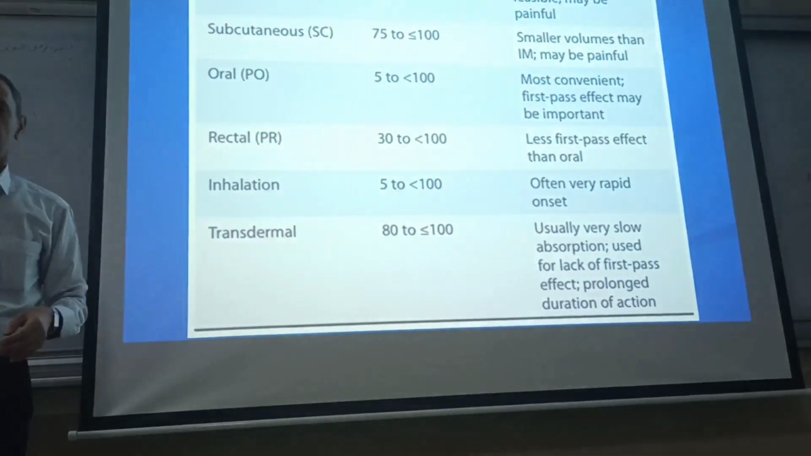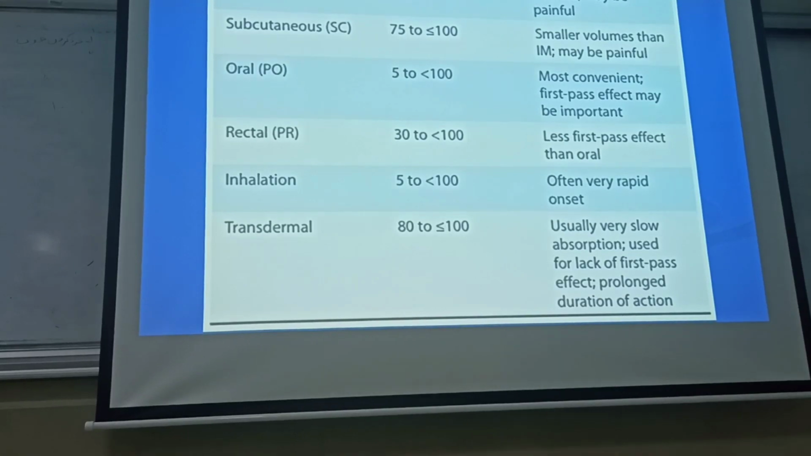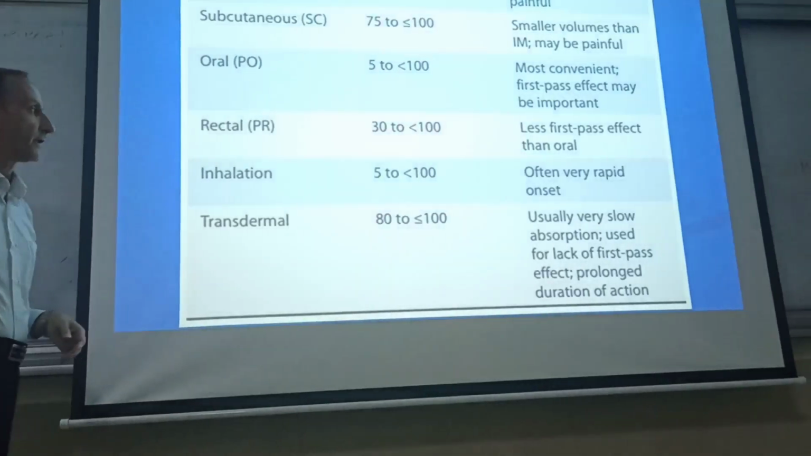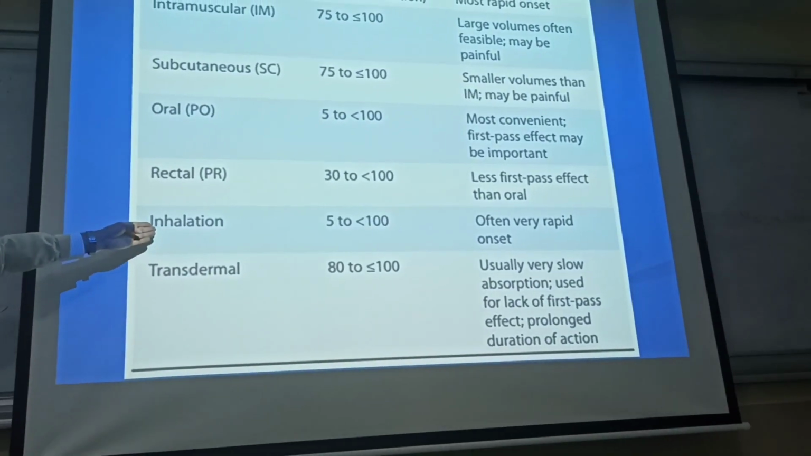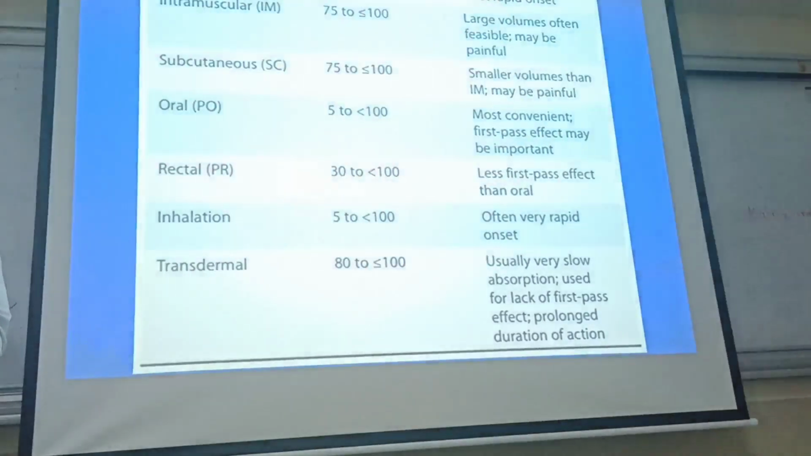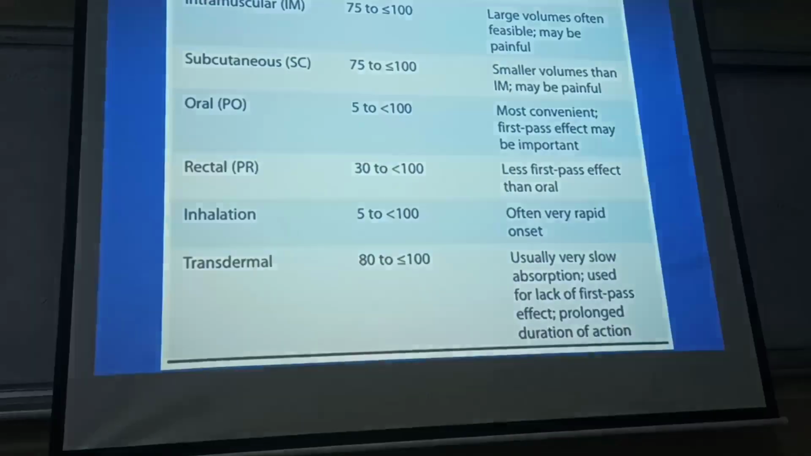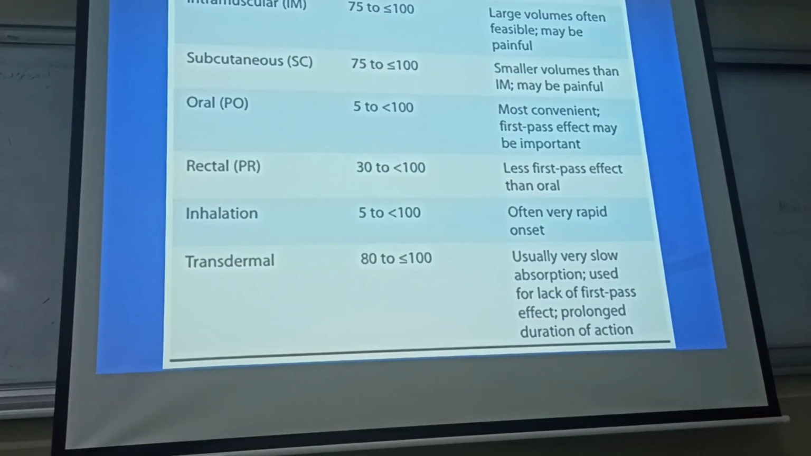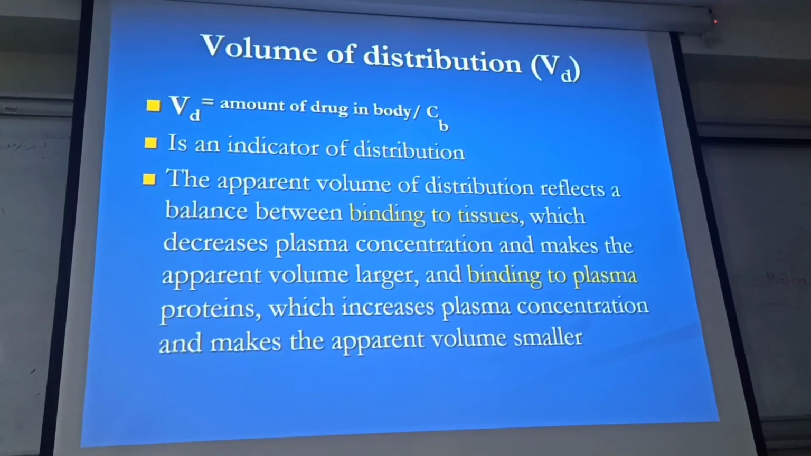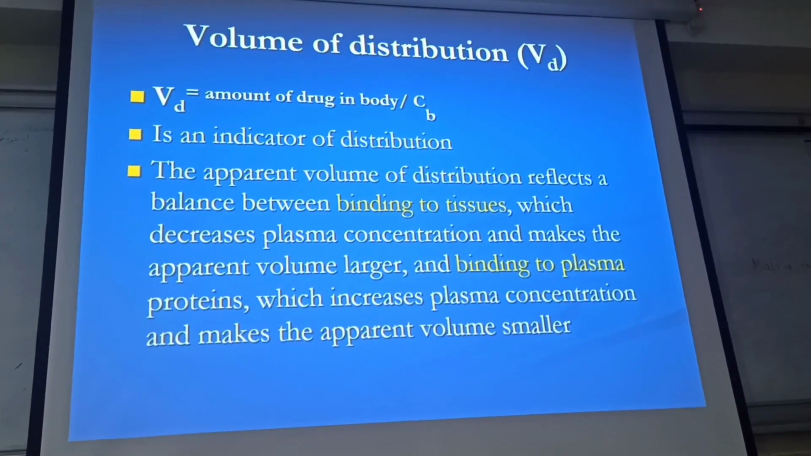In the rectal route, when we use suppositories, as I said in the previous session, we have a bioavailability of 30 to less than 100. Inhalation is like oral. And here we have transdermal, through the skin. Bioavailability may differ from 80 to less than or equal to 100%. In pharmacokinetics, we have another term, volume of distribution, or VD.